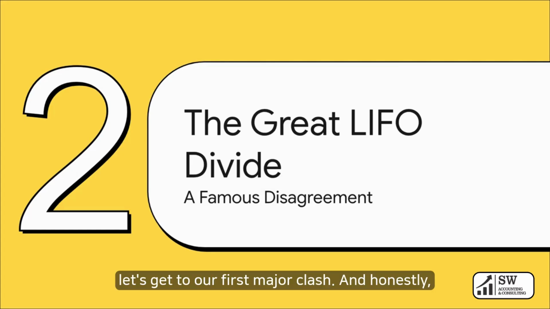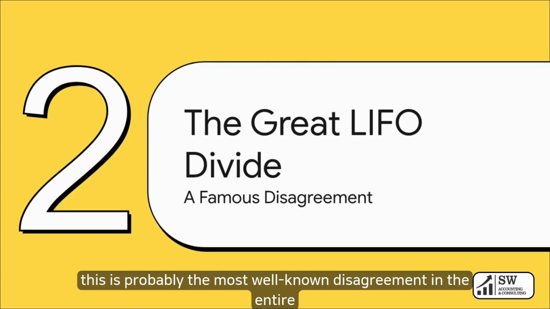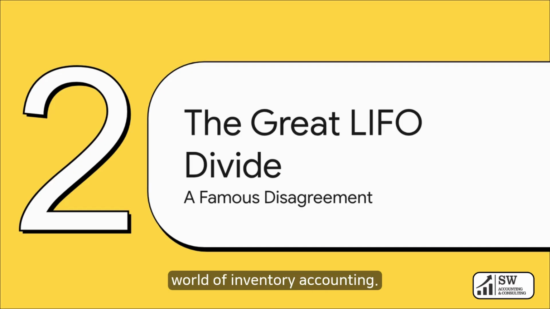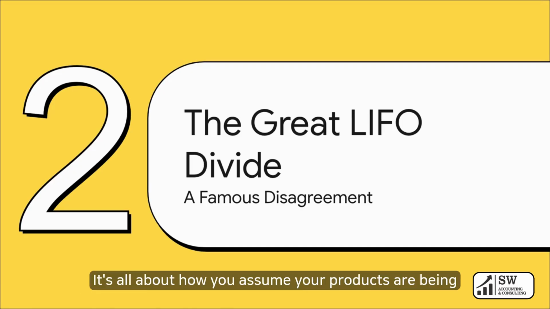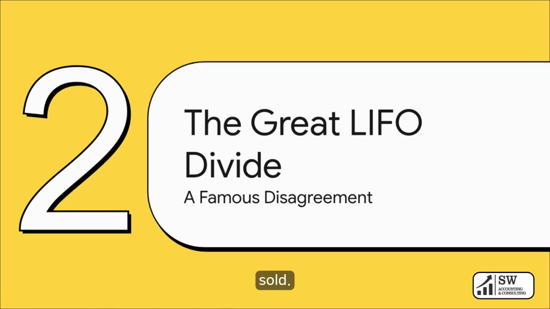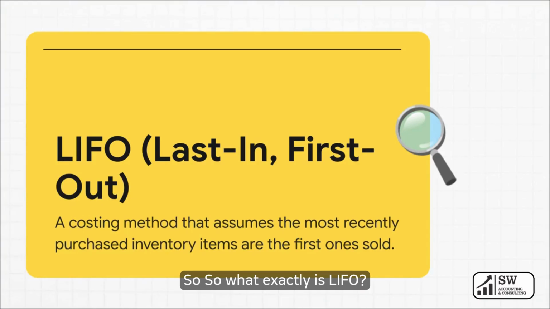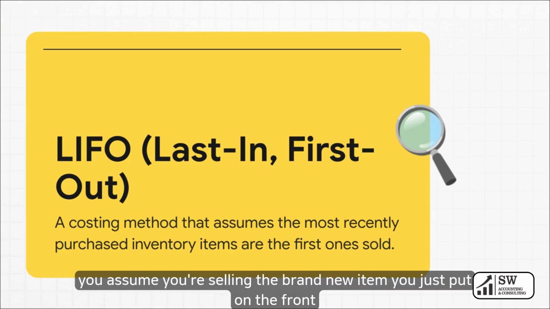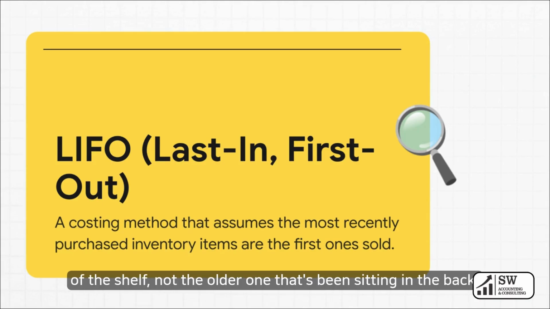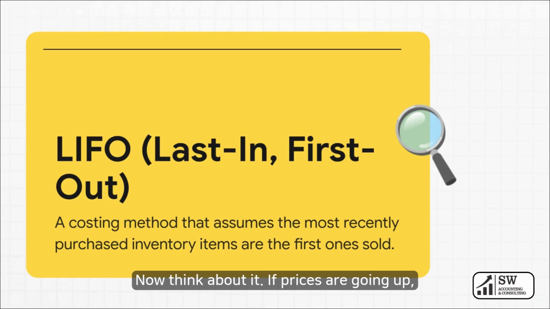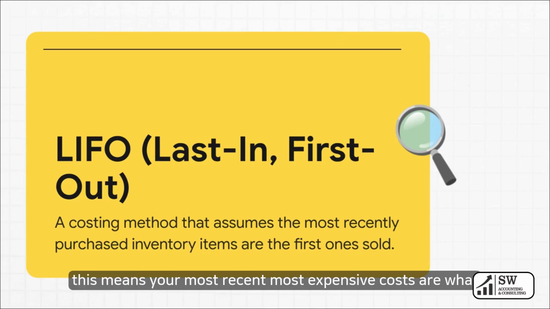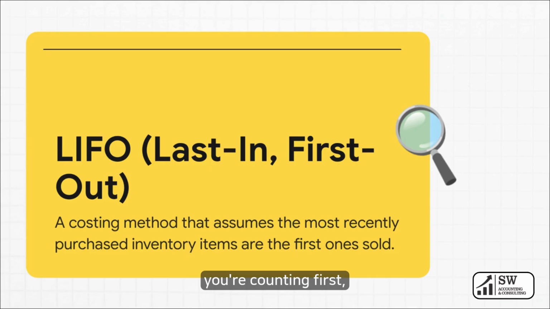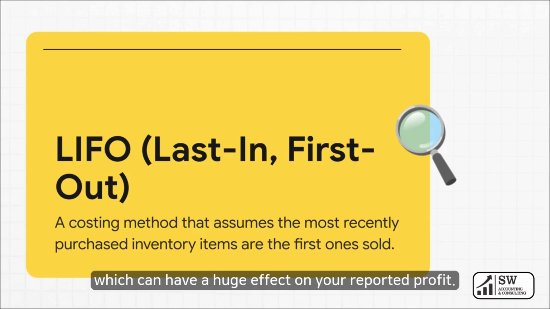Okay, let's get to our first major clash. And honestly, this is probably the most well-known disagreement in the entire world of inventory accounting. It's all about how you assume your products are being sold. So what exactly is LIFO? It stands for last in, first out. Just picture a shelf at a store. If you're using LIFO, you assume you're selling the brand new item you just put on the front of the shelf, not the older one that's been sitting in the back. Now think about it. If prices are going up, this means your most recent, most expensive costs are what you're counting first, which can have a huge effect on your reported profit.